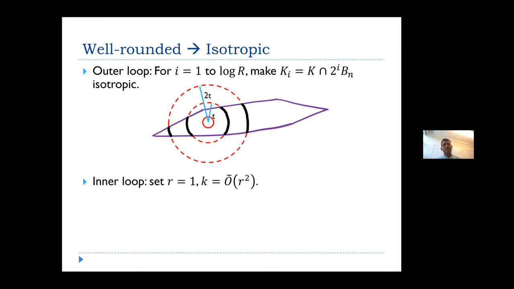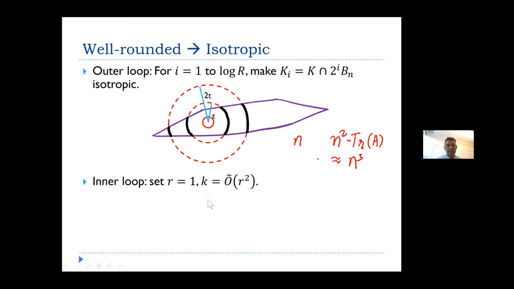But previously, to turn a well-rounded body into an isotropic body, we were taking n to the 4. Because we need n samples, just to remind you, n samples. And each sample was taking n squared times the trace of the current covariance, which is n cubed. So the total was n to the 4, okay? So the number of phases is not a problem. It's only log. The problem is that turning well-rounded to isotropic is the bottleneck. Okay, so how are we gonna do that?